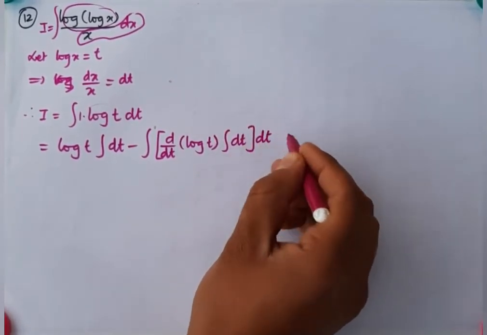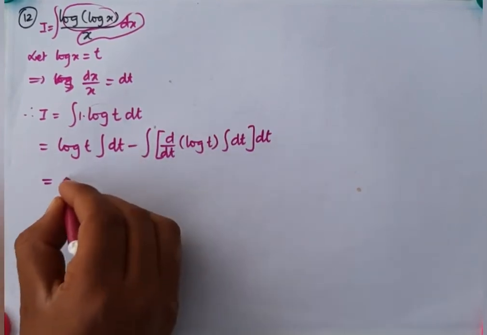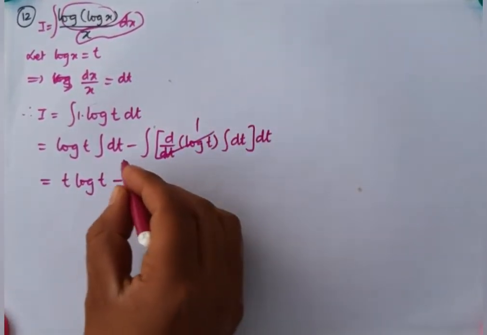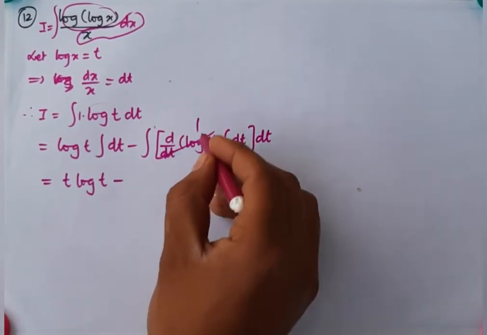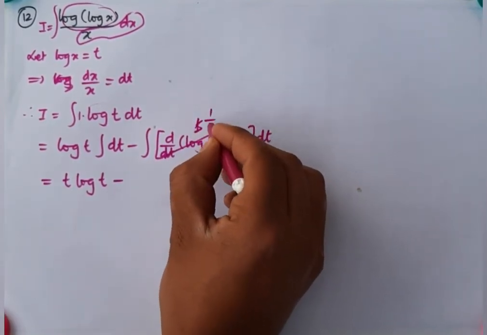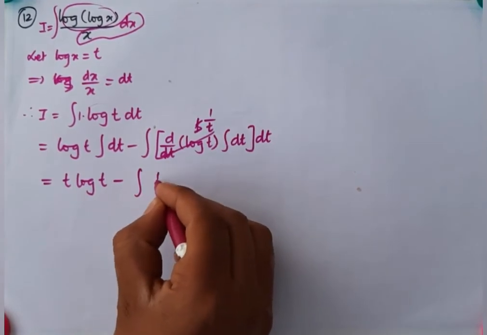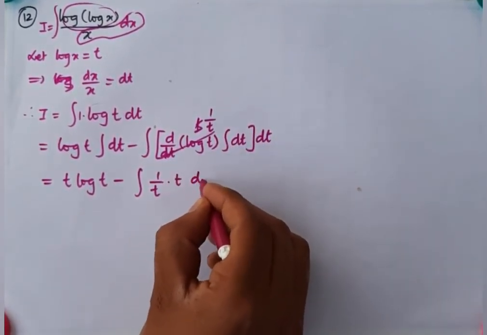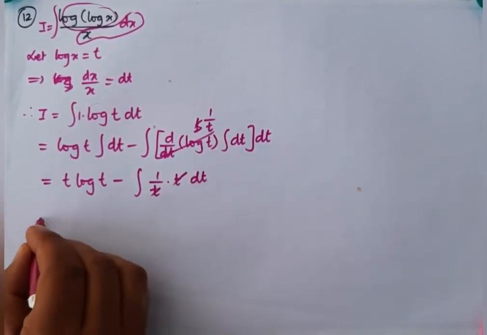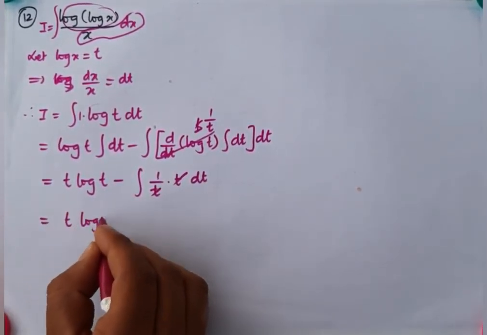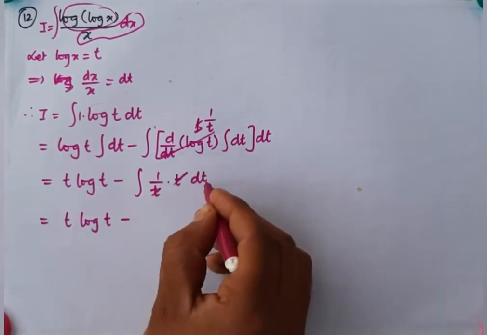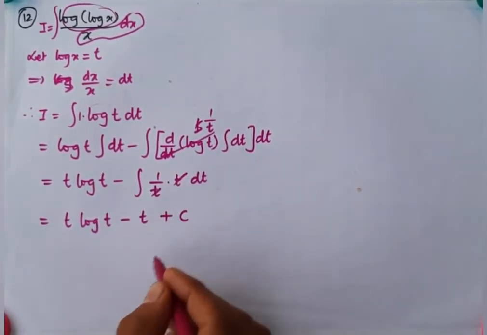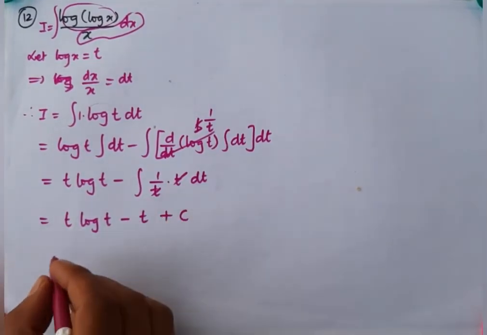So outside we have dt again. So this becomes t log t minus, this is 1. No, I'm sorry, this is not 1, this is 1 by t. So this is integral 1 by t into, now what is this? This is t. So we have dt. So t and t get cancelled. So we have t log t minus, now integral of dt is t with constant of integration, as we are done with integration.